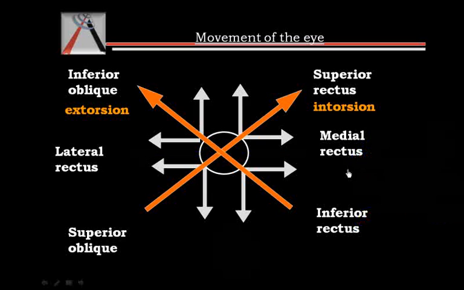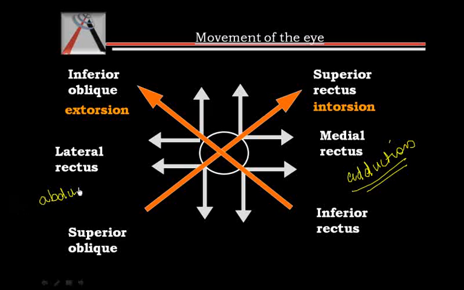The medial rotation, that is the inward rotation, is also called adduction of the eye, while the lateral rotation is also called abduction of the eye. So your question may ask you about the abduction and adduction rather than calling it medial rotation or lateral rotation. So that shouldn't confuse you.